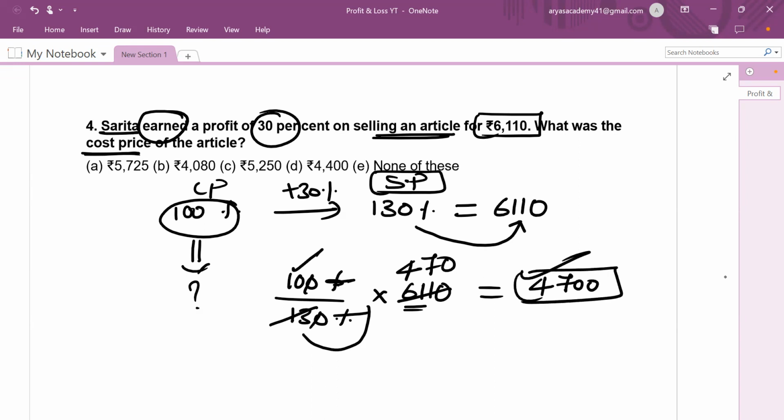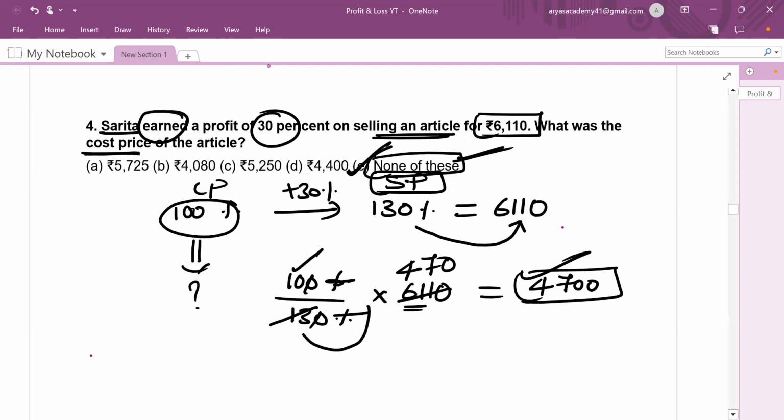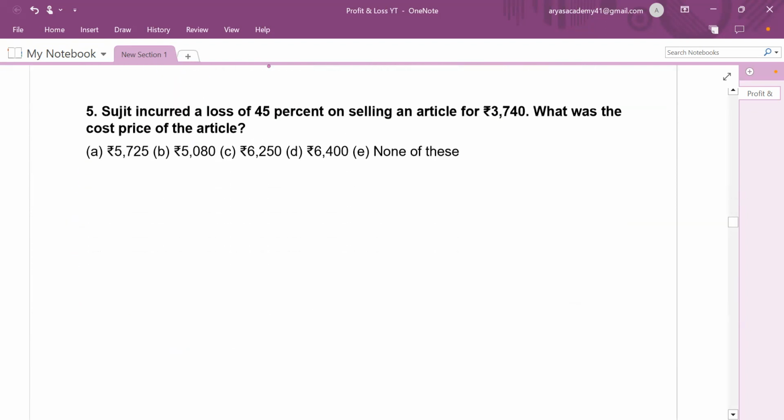So the actual cost price is 4,700, which is not among the given options. Hence, the correct answer for this question is none of these. Out of the given options, the answer is not there. It's a very simple question. They have given you 130% is equal to 6,110. They are asking you what is the cost price, nothing but 100. So if you know 130, you can easily tell what is 100%, right? So that is what we have done, and the correct answer is 4,700, which is not among the given 4 options, and the answer is none of these. Okay. Question number 5.